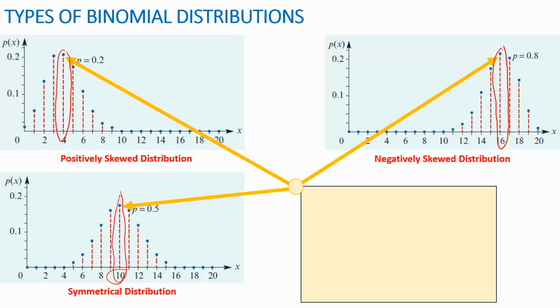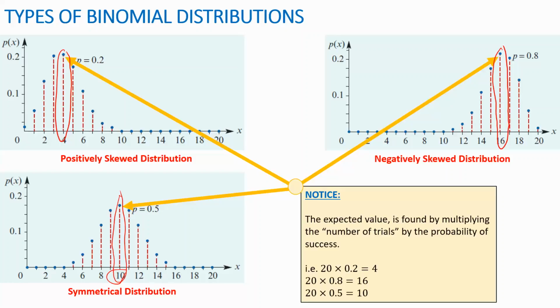That's what you expected, which happens to be the next part. I told you I was going to introduce you from distribution to expected value and variance. This is how you can remember expected value, because if you understand it, it makes sense. Here, the expected value is found by multiplying the number of trials by the probability of success. I've shown you here, 20 times 0.2 is 4, 20 times 0.8 is 16, and 20 times 0.5 is 10. Okay? That's what they're trying to tell you.